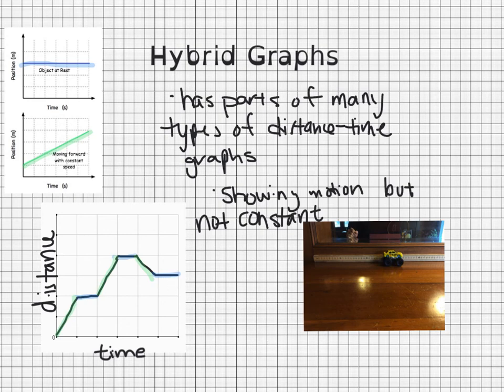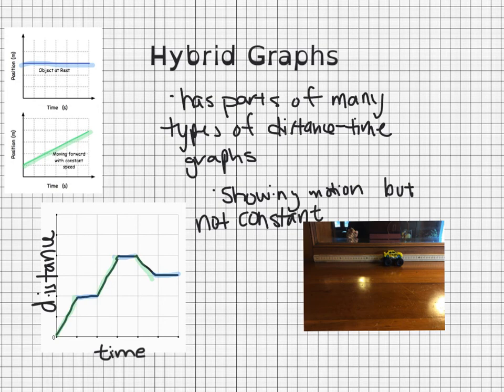Notice that my little mouse didn't stop moving because even though the object stopped moving, time did not. Time keeps going forward. So that's one of the little tricky pieces when you start to think about distance time graphs, really remembering that time keeps going even if your object doesn't. So let's talk about how we'll write this.